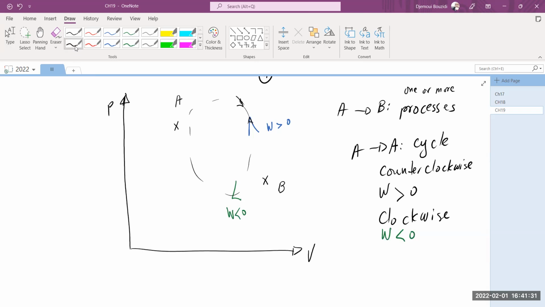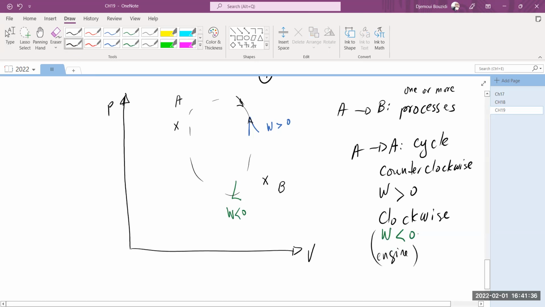This is an engine, because you would want the engine to do work for you. So W better be negative, better be losing energy from the system. The system must be doing work for you. So that's why it's an engine. Is the clockwise, well, okay, counterclockwise is when the work is what? Positive. Oh, okay. That's a heat pump, refrigerator, AC unit.